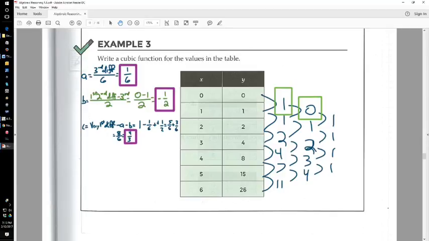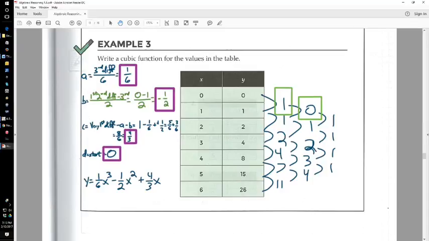And then last but not least, your D value is your starting point. Not B, D. Which X was 0 and Y is 0. Okay? So Y equals 1/6 X to the third power minus 1/2, because it's a negative, so it's minus 1/2 X squared, plus 4/3 X. And you could say plus 0, but plus 0 doesn't do anything, so we'll just leave it off. And that would be the cubic function for this set of data.